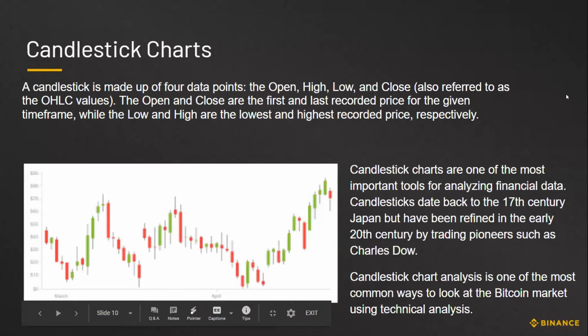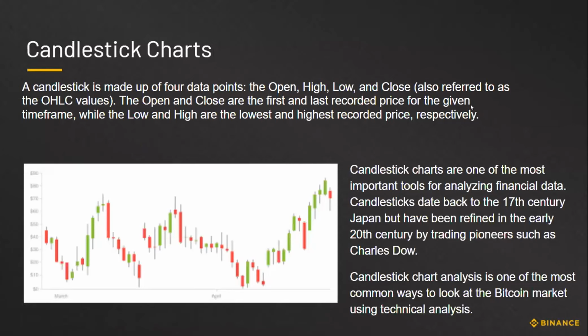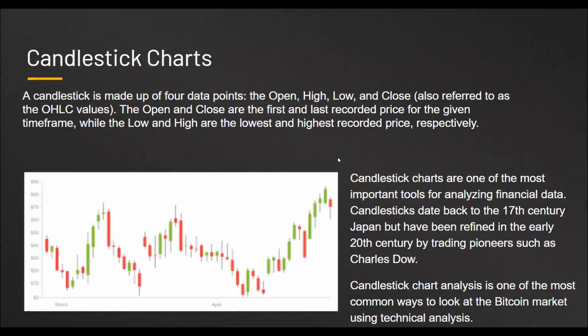Okay, so let's go next. Now, these are candlestick charts. I've showed you how this works. A candlestick is made of 4 data points: the open, the high, the low, and the close. The open and close are the first and last recorded price for the given time frame. I don't know if you remember when I showed you the candlestick of BTC USDT, 2 or 3 days ago, on the 21st. I showed you how that candlestick went, what price it opened at and what price it sold at.